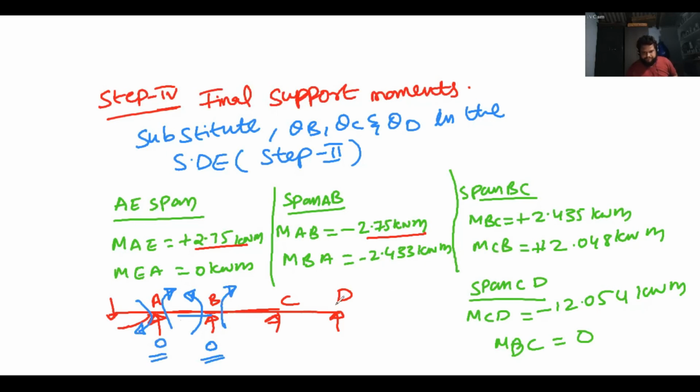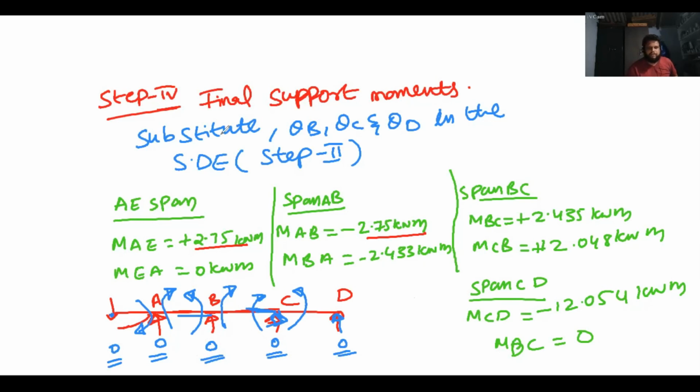At C you see, M_CB is how much? Plus 12.048. And M_CD, minus 12.048. It's almost equal. After decimals, you need not worry about it, because we are not going to take 4 or 5 decimals, that is the reason some error will be there. Okay, at D, this is a hinge support. At hinge support, always moment equal to what? 0. So at all the locations, our equilibrium equation is satisfied. At the free end also, our moment is 0. So everywhere you are getting 0, it means our structure, that is the continuous beam, is in stable position.